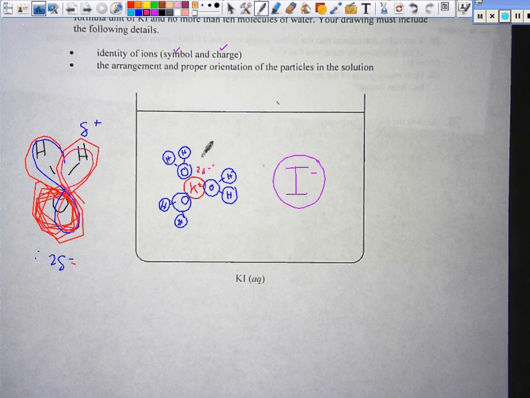So let me ask you this. Does this drawing represent arrangement and proper orientation? How many of you knew this now that I've told you? Right? I've done this a ton of times. Let me ask you this. How many of you would have done this? Well, let me see if this will work. I'm almost willing to bet that most of you would have gotten this right.